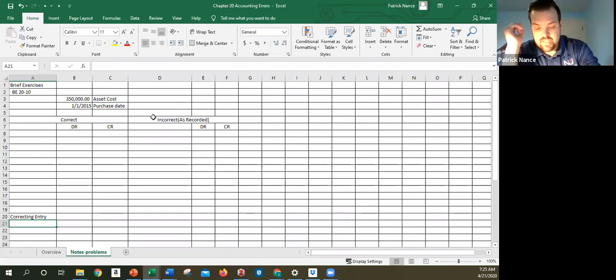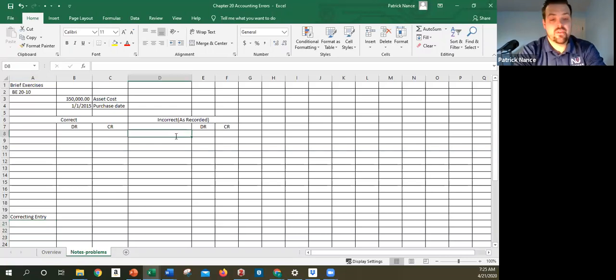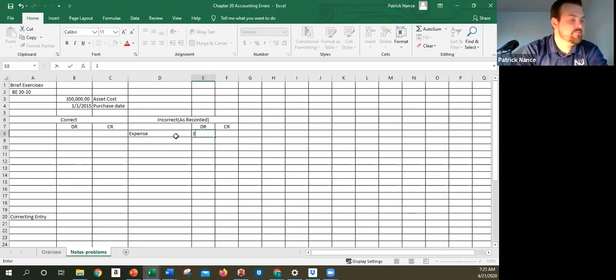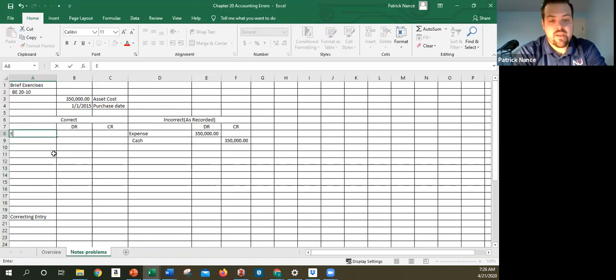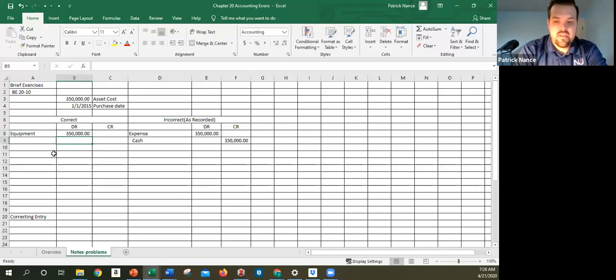For $315 purchased on January 1st, 2015. So they debited an expense account of some kind. That was the entry as it was actually done, but it's an incorrect entry. What should they have done? Well, they should have debited $350,000 and credited cash.